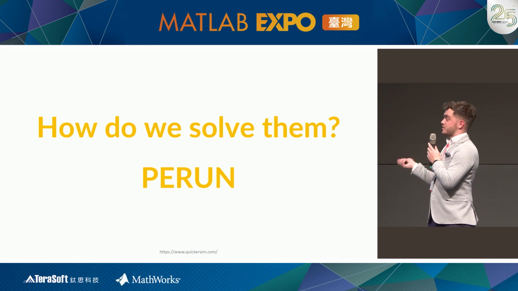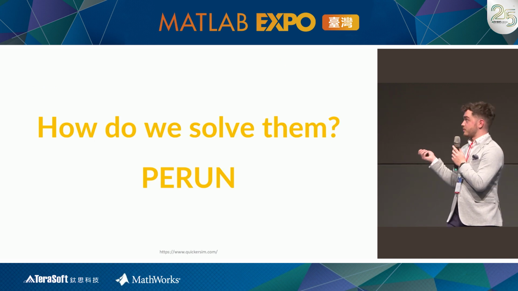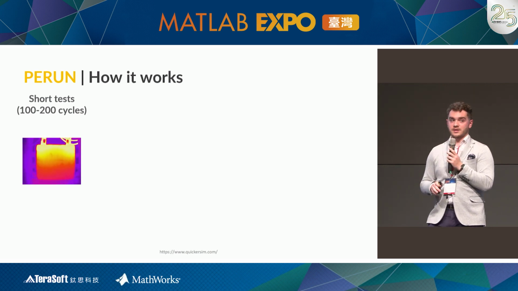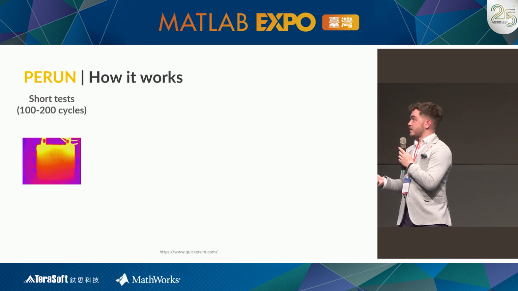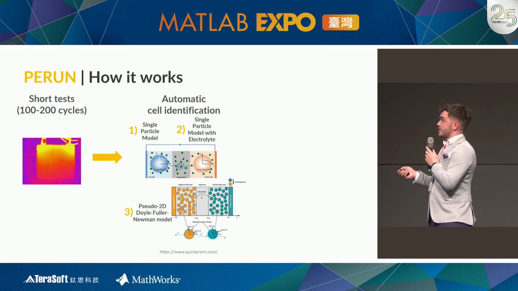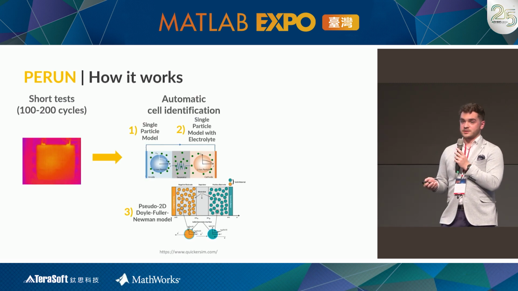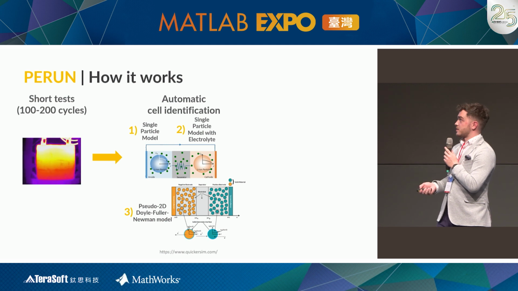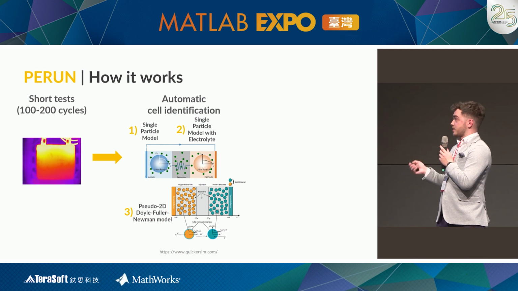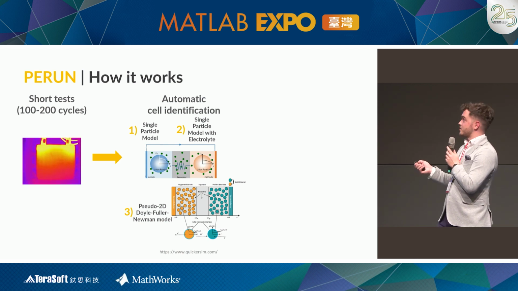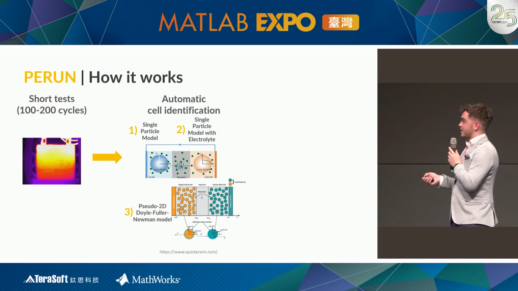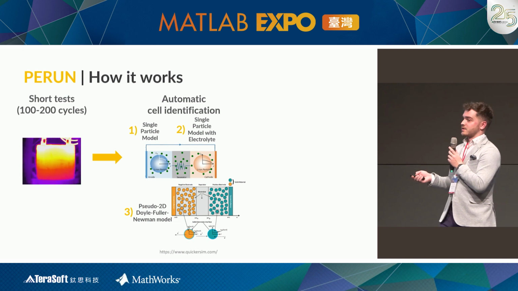And we want to solve all of those issues with our tool Piran. So how it would work is that you just need a very limited number of tests, just 100 or 200 cycles of a single battery cell. And then based on that, we use our automatic cell identification, which based on those short tests identifies 3 electrochemical models, each more complex than the previous one. So first we do the single particle model, then the single particle model with electrolyte, and at last the most advanced model, the P2D model.